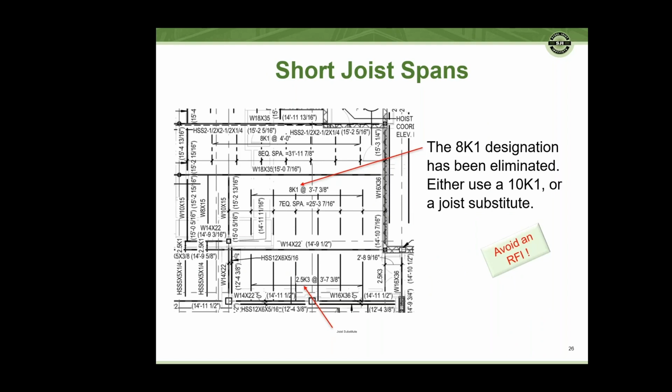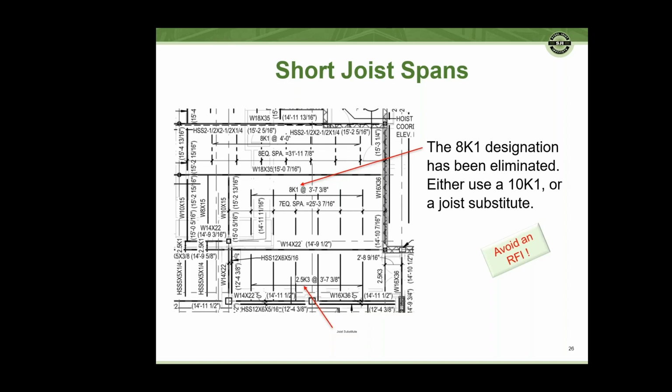Another quick note is that when we get to short spans, there's really two notes here. The 8K1 designation used to exist but has been eliminated. So we see that specified on this particular drawing snippet, but we suggest either using a 10K1 or a joist substitute. It's pretty rare that the headroom is so critical that a 10-inch deep joist can't be accommodated, and the 8-inch would do the trick. So the 8K1 was eliminated just for simplicity of manufacturing, and a joist substitute, which the subsequent slides will provide us more details on, but we see at the bottom one of those is called out as a 2.5K3.